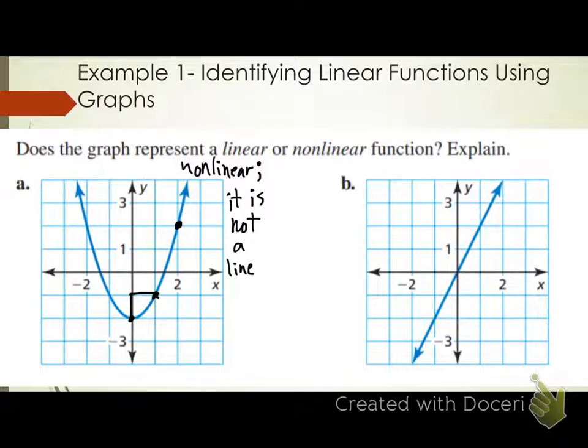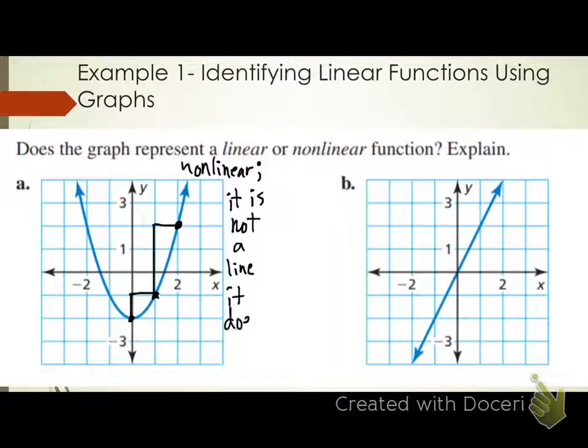Now let's go from that second point up to our third point. How far am I going up? 3. How far am I going right? 1. So 3 over 1, what's the slope there? 3. Is that a constant rate of change? Is it the same between these two points as it is between these two points? No. So does it have a constant rate of change? No. That could be another explanation on this problem.